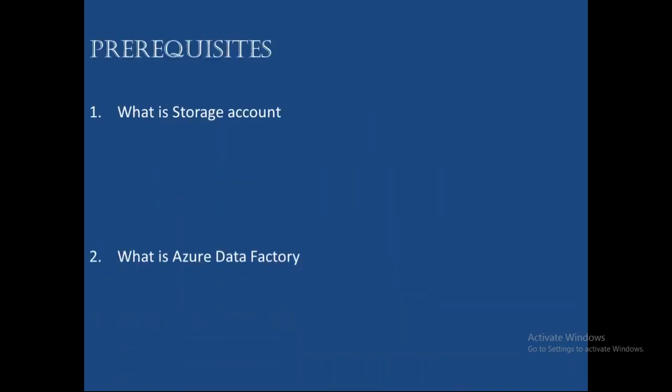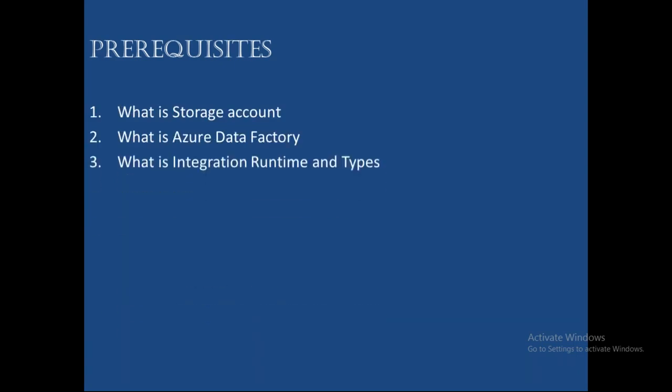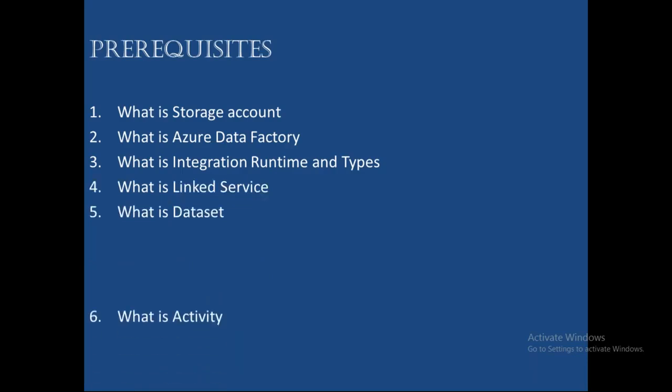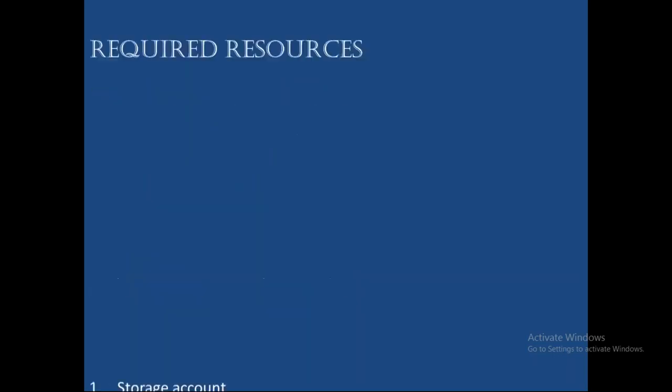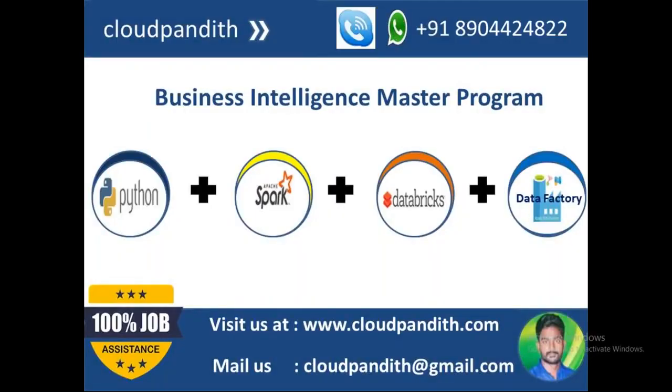Prerequisites: we should know storage account, Azure Data Factory, integration runtime and types, linked service, dataset, activities, and pipeline. These are the prerequisite things that we need to know. We already discussed each and everything in detail. Next, required resources: we need a storage account and a Data Factory V2. Okay, so that's all the slides I have.